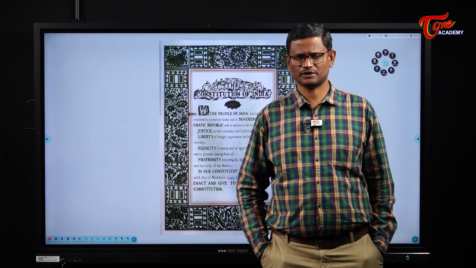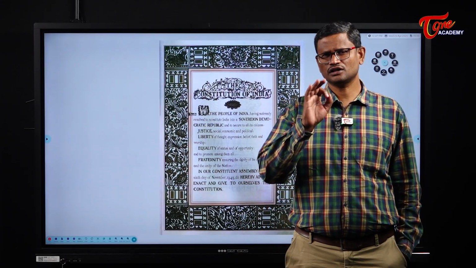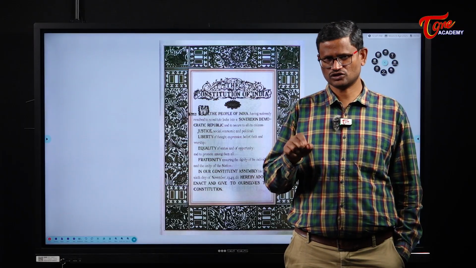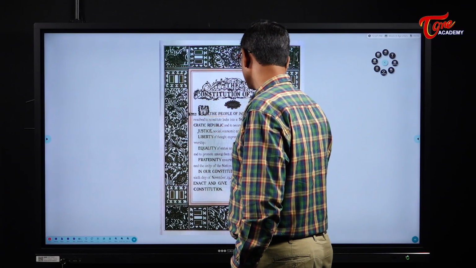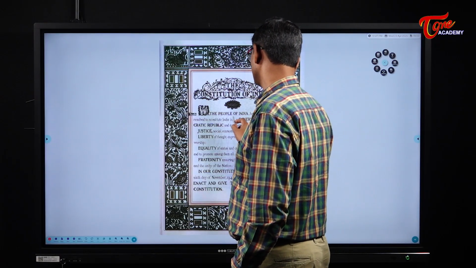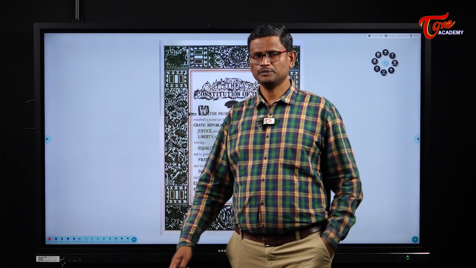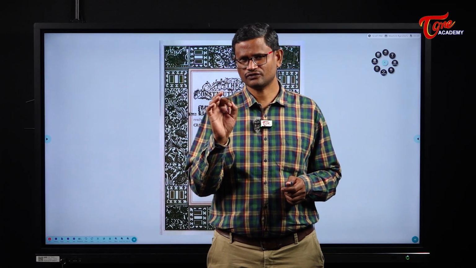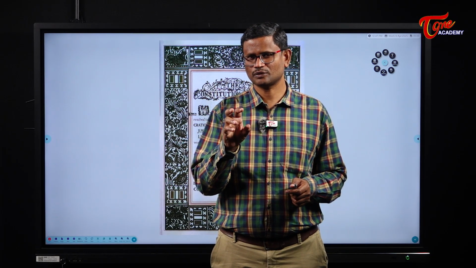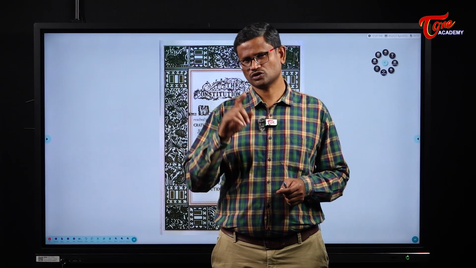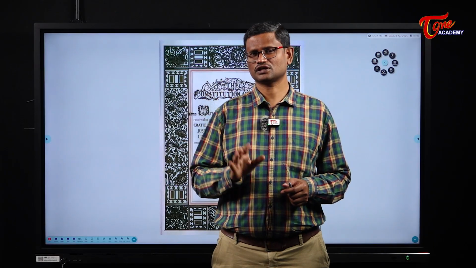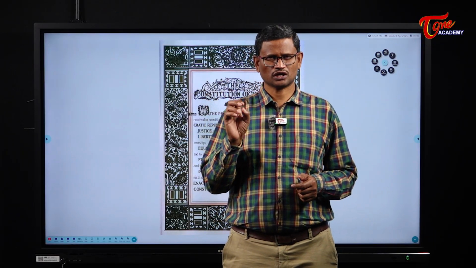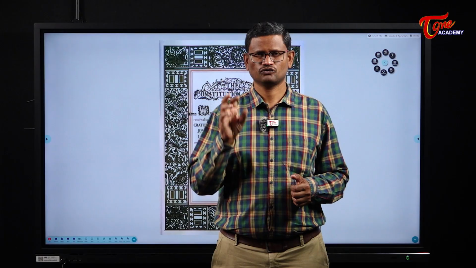See, after reading the text of the preamble, we can draw the following conclusions. The first one: we the people of India means the source of the Indian Constitution is the people of India. So the Constitution is made by the people, and it was given to the people of this country. The Constitution draws its source from the people of the country.